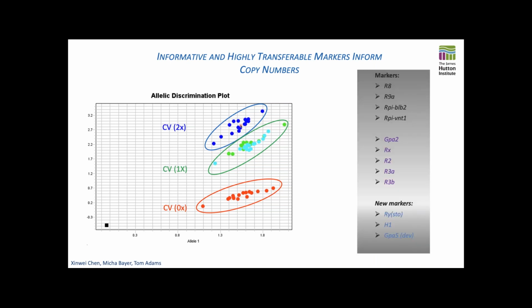And we've developed these markers now for a number of important resistances against late blight, such as R8, R9A, BLB2, and VNT1, but also for the RY-stol resistance genes, and we developed them for nematode resistances, such as H1 and GPA5. And we're going to share with you some data that we have generated on GPA5 quite recently.